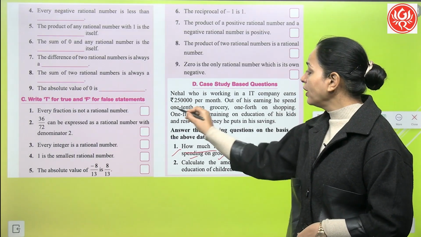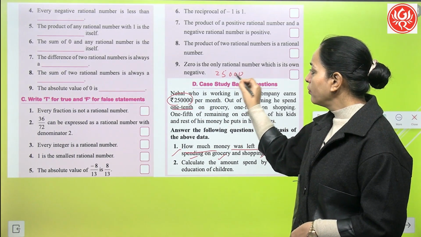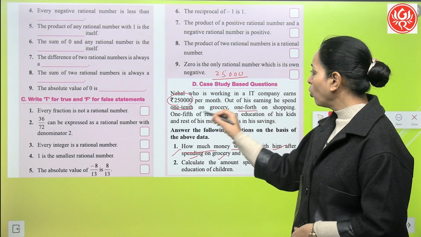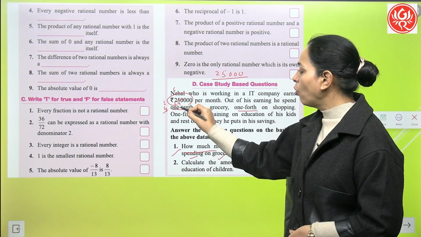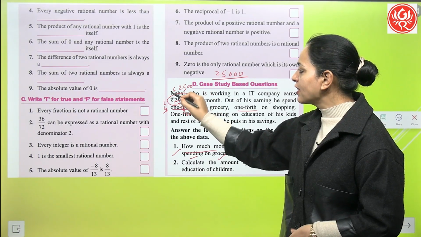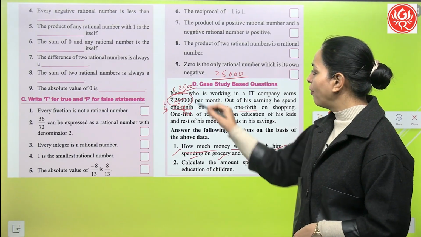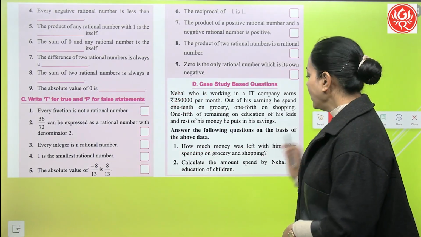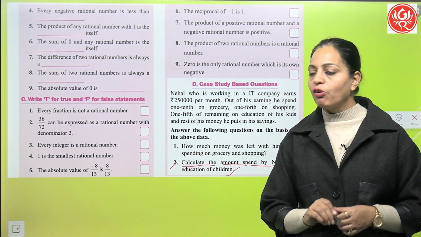So on grocery 1/10, you will find 1/10 of this, that would be 25,000, and shopping 1/4 on shopping. So take its 1/4, that would be 4 6s are 24, then 4 2s are 8, then 4 5s are 20, 62,500 on shopping. Then how much is left? Add both of these and subtract from the total. Right? The second one, calculate the amount spent by Nehal on education of children.